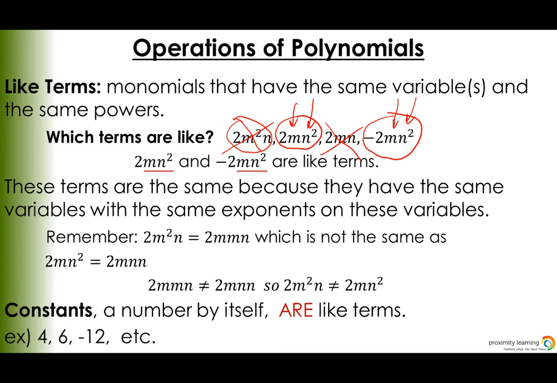Now, that's called a coefficient. What a coefficient entails is a number with a variable. A number without a variable, or just a number by itself, is a constant, like 4, 6, negative 12, 1. Whatever number besides 0 you can think of is a constant.